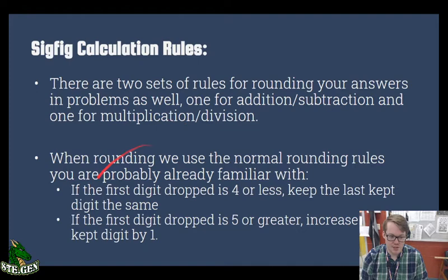The first piece that we care about, just to make sure we're all on the same page, is that when you're rounding a number, we start with the same basic rules as you've probably learned a long time ago. If the first digit you drop is 4 or less, you keep the last digit the same. So 94, if you round it to the tens place, you would round it to 90. If the first digit is 5 or greater, increase the last kept digit by 1. So if it's 96, you would up it to 100, to the nearest tens place. Same as the rules you've probably been using your whole life.